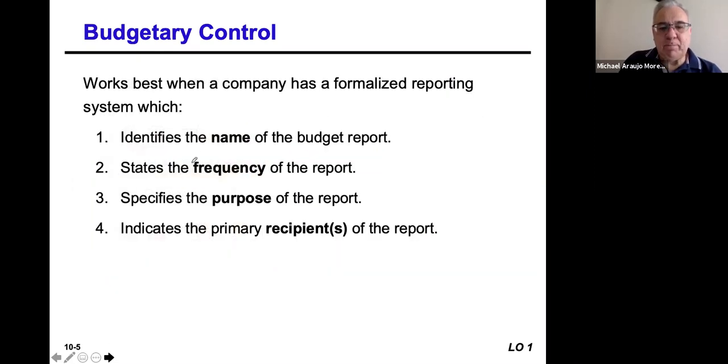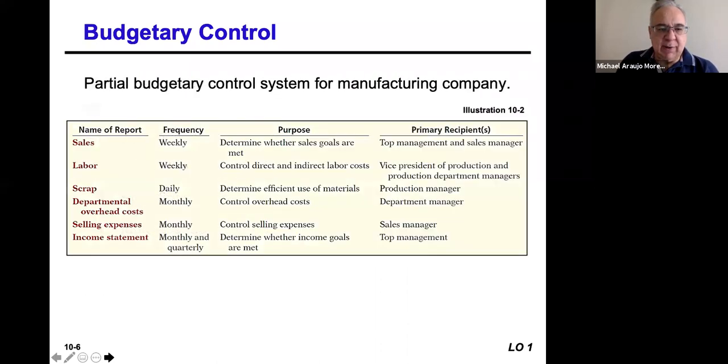Okay. So budgetary control basically looks at a whole bunch of things within the company: the name of the report, how frequently the report is being issued, what the purpose of such reports is, and who it's intended for, who the recipient is.